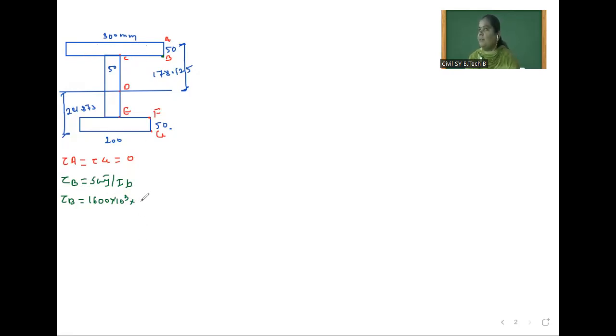So area is 300 into 50 into Y bar. Now from this neutral axis to the centroid of this strip is nothing but Y bar. So 178.125 minus 50 divided by 2. Then you calculate tau B, which is equal to how much?